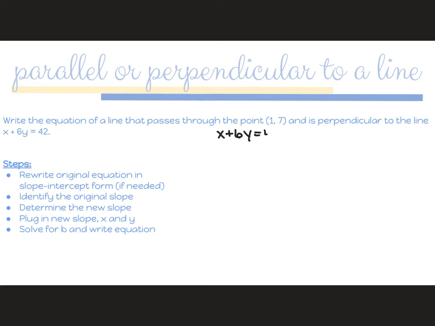The first thing I need to do is rewrite the original equation in slope-intercept form if needed. So if you look at this equation, it's definitely not in slope-intercept form. Remember, slope-intercept form looks like y equals mx plus b. The y variable is always isolated, so that's my goal. So first thing I would do to start isolating y is subtract x from both sides. I cannot combine 42 and x because they're not like terms.